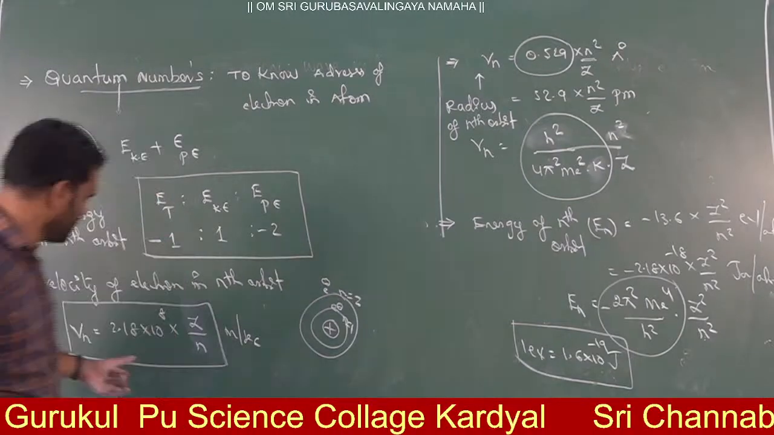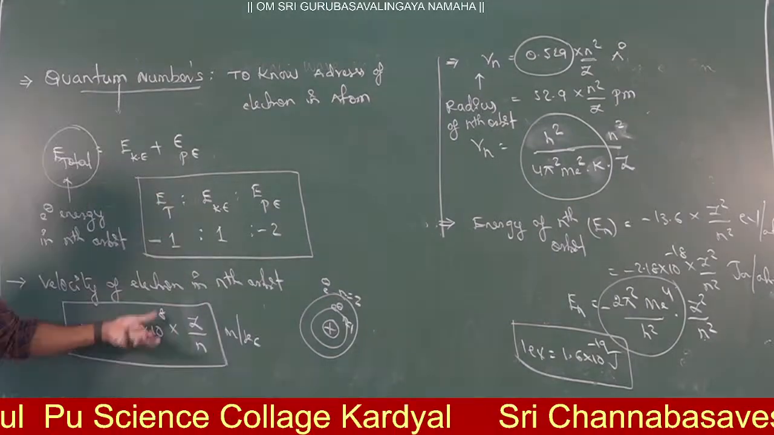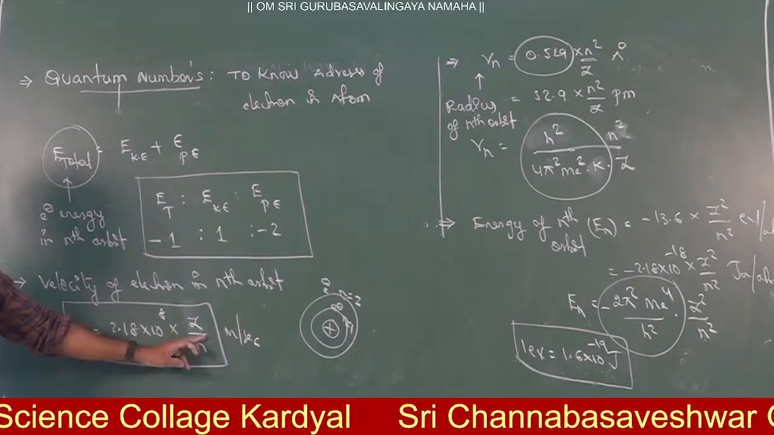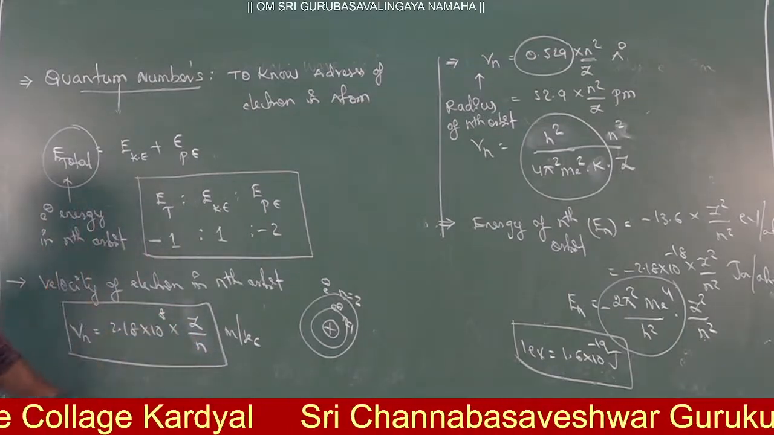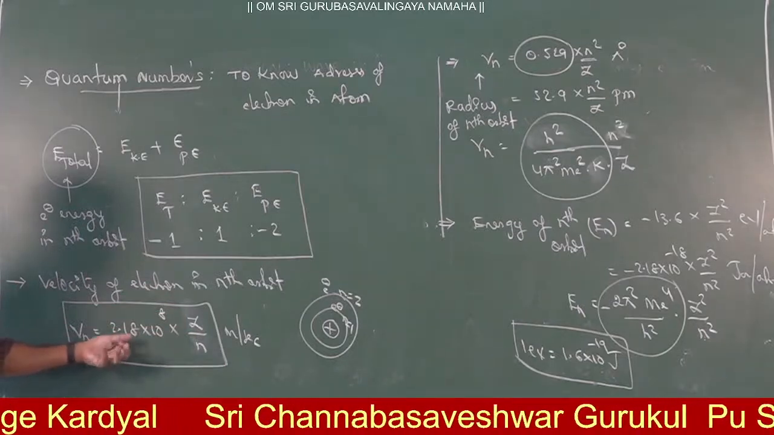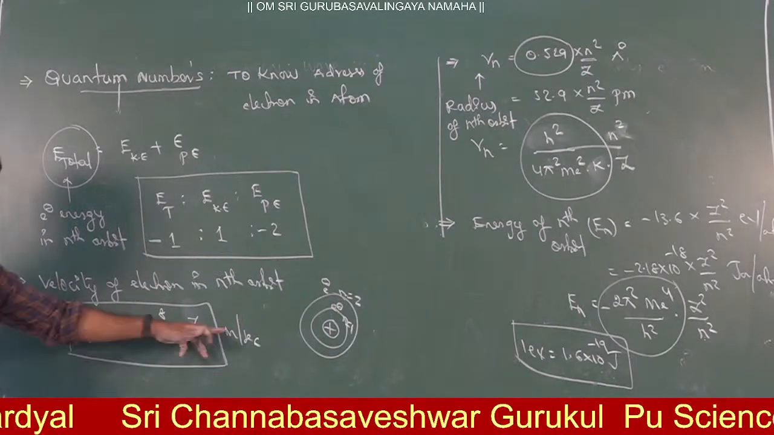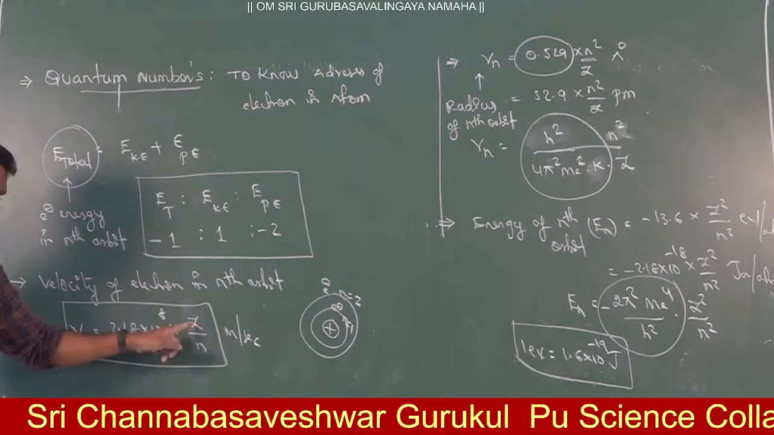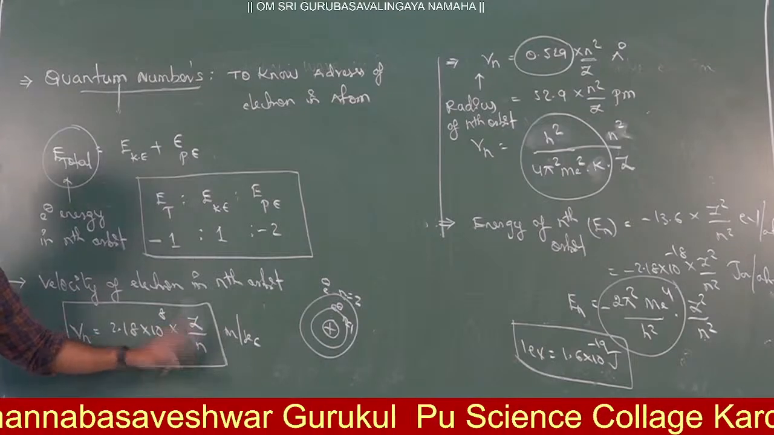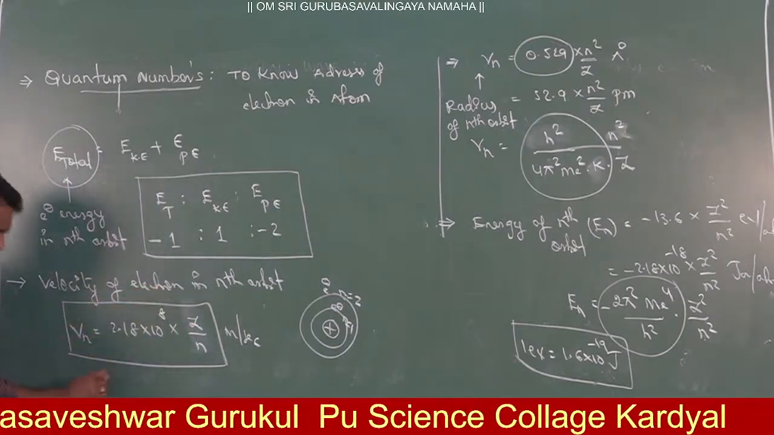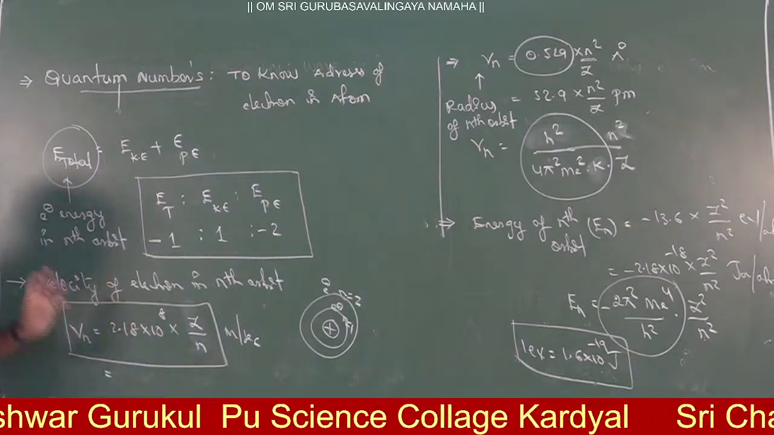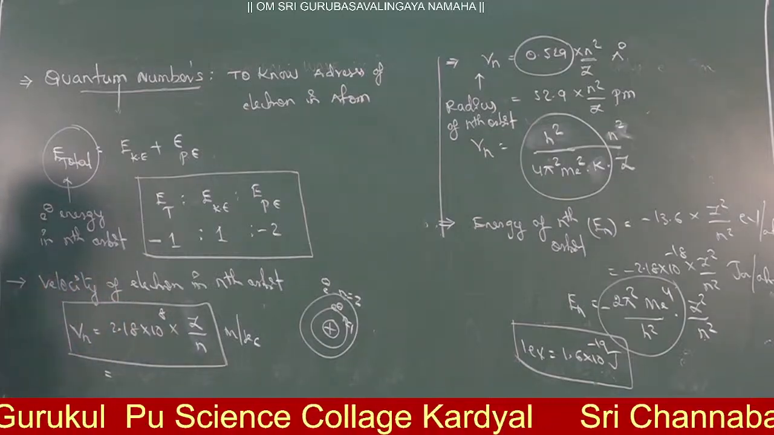That speed will be what here? 2.18 into 10 power 8. With respect to orbit, it changes. In the first orbit, what will we get for hydrogen? So 2.18 into 10 power 8 meters per second I will get. Here the Z value for hydrogen is 1 and the n value is 1. What will I get here? Tell me, in kilometers we have to calculate the electron speed in the first orbit.